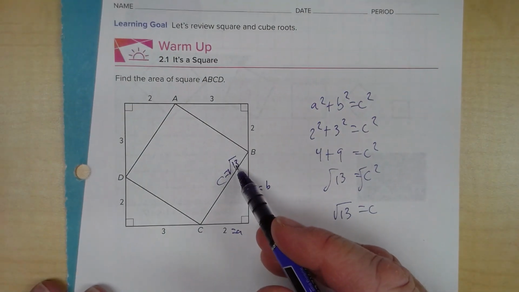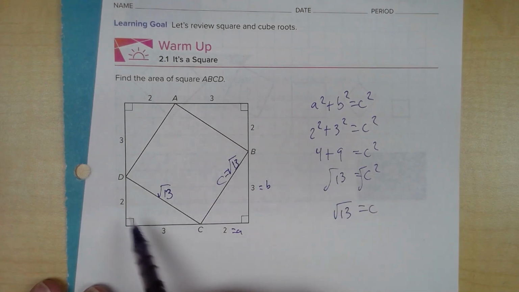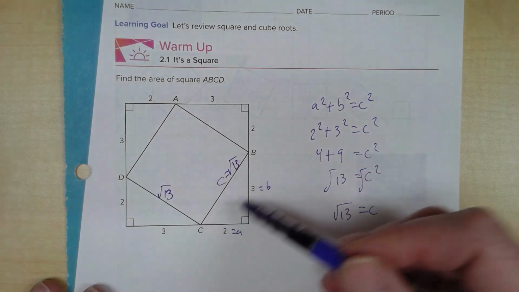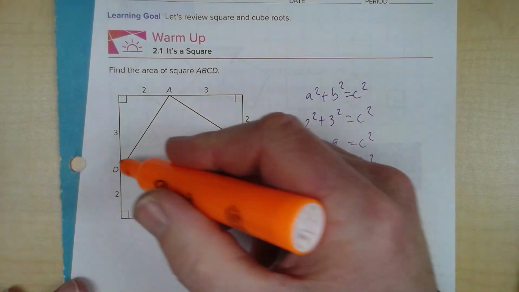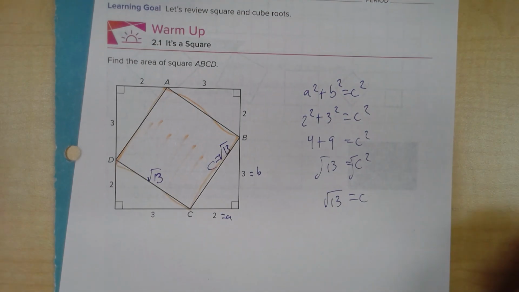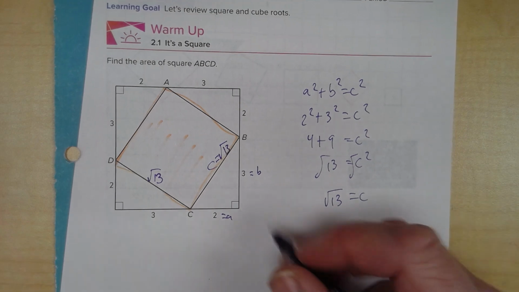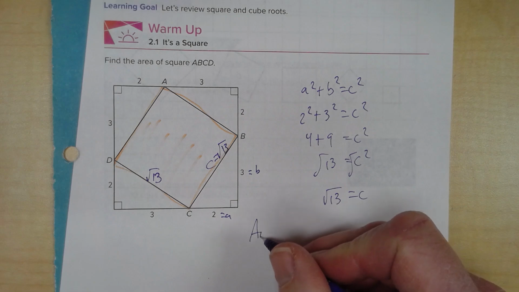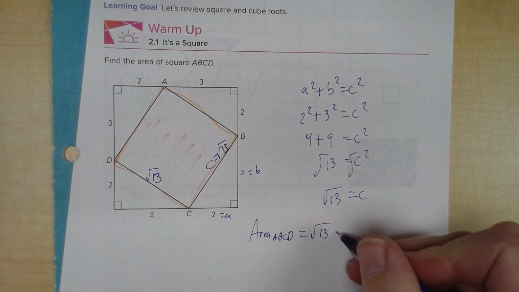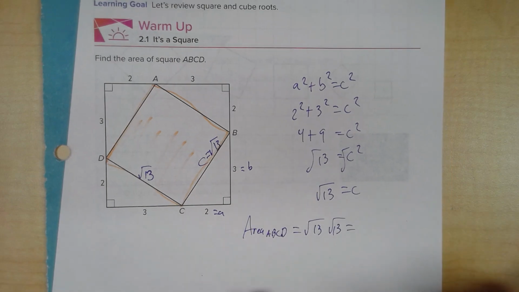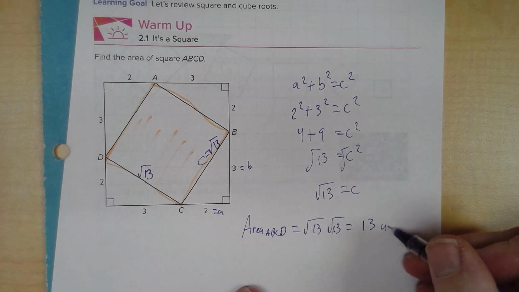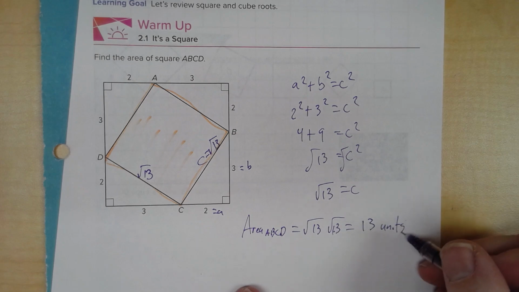And it doesn't take too long to figure out that this side would also be the square root of 13 because we have the same triangles on all the corners. So we're finding the area of this square right here. Area is just length times width, or in a square, it's just the two sides multiplied to each other. So the area of A, B, C, D would be equal to the square root of 13 times the square root of 13. And when you multiply those two square roots together, you just get 13. And it's square units, so I'll say 13 square units.